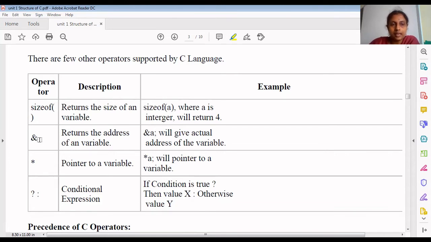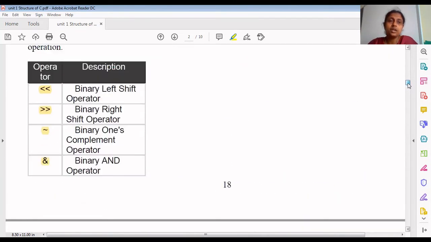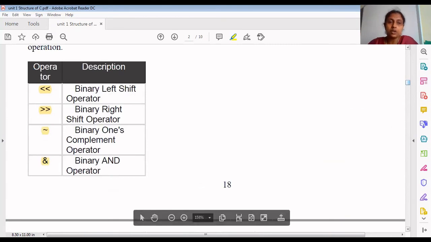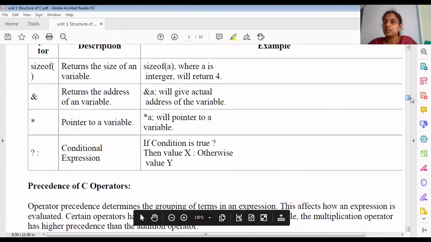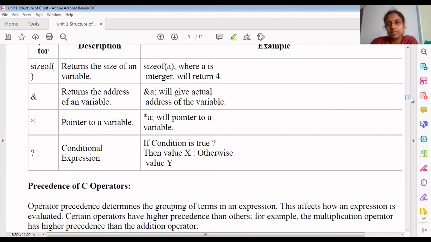Then this ampersand we saw here, the single ampersand, we can use it for the binary AND operator. Apart from that, this ampersand can be used for the address of a variable. Okay, in coming classes, I will explain what the address of a variable is. Then the asterisk alone, that multiplication symbol, we call it a pointer variable.